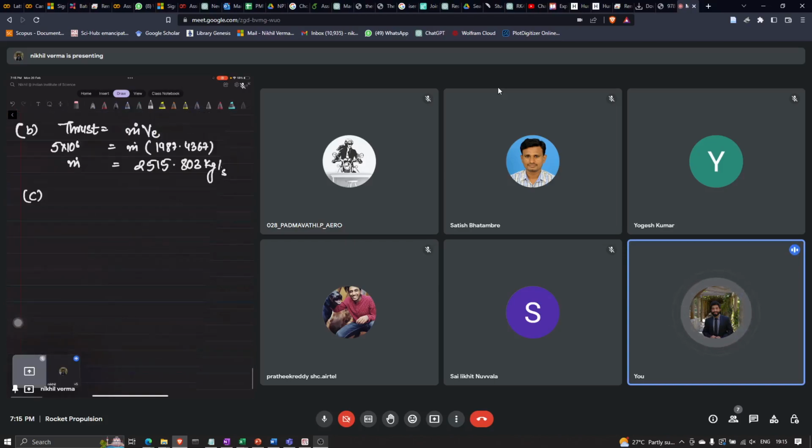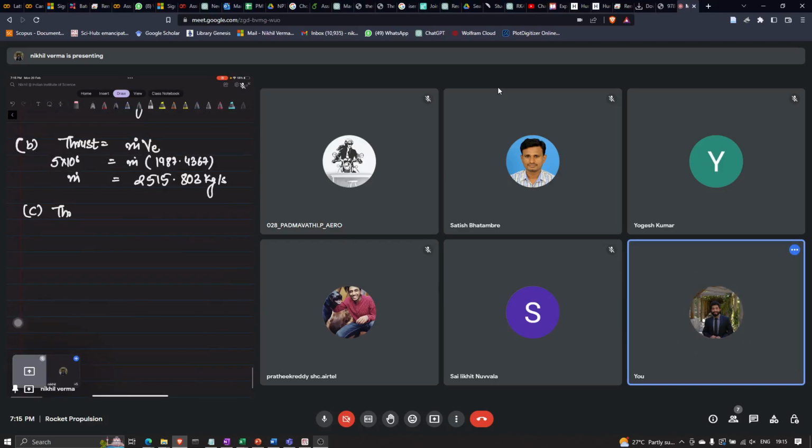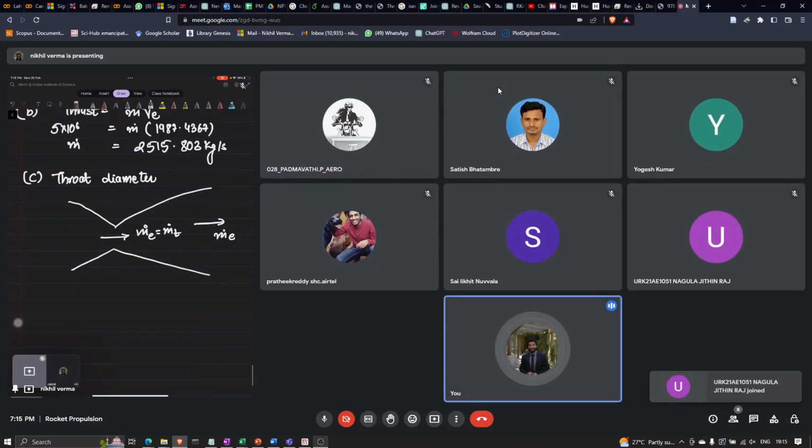Then coming on to the third problem, that is the throat diameter. So how will you calculate the throat diameter now? So this is the CD nozzle, and you know what is the mass flow rate at the exit, which will be equal to the mass flow rate at the throat, right? So can you tell how to calculate the throat diameter?